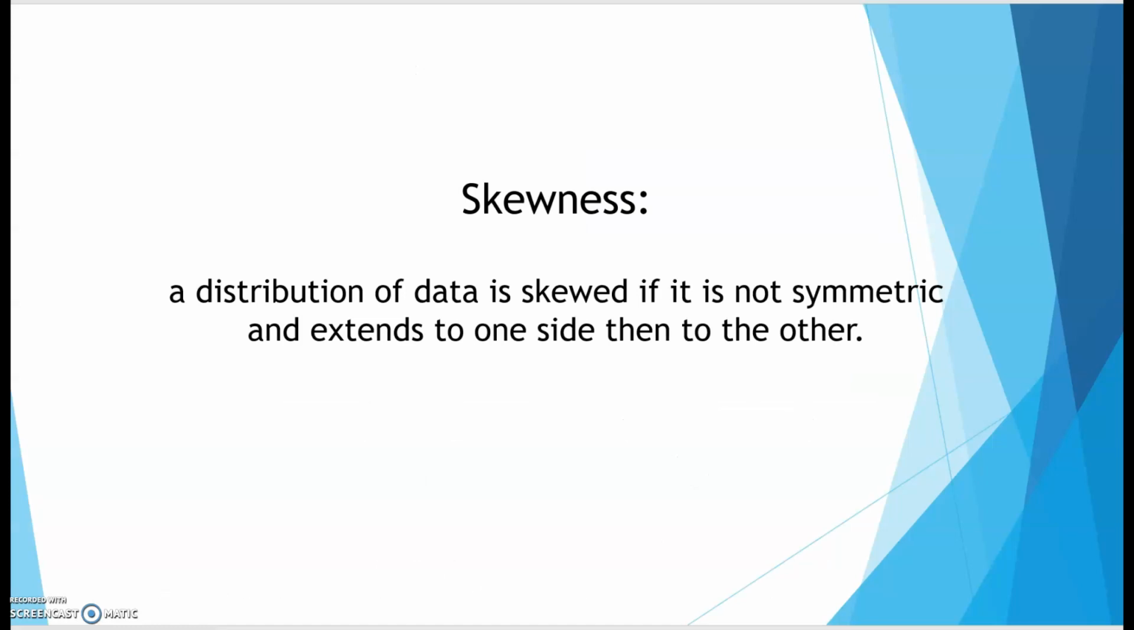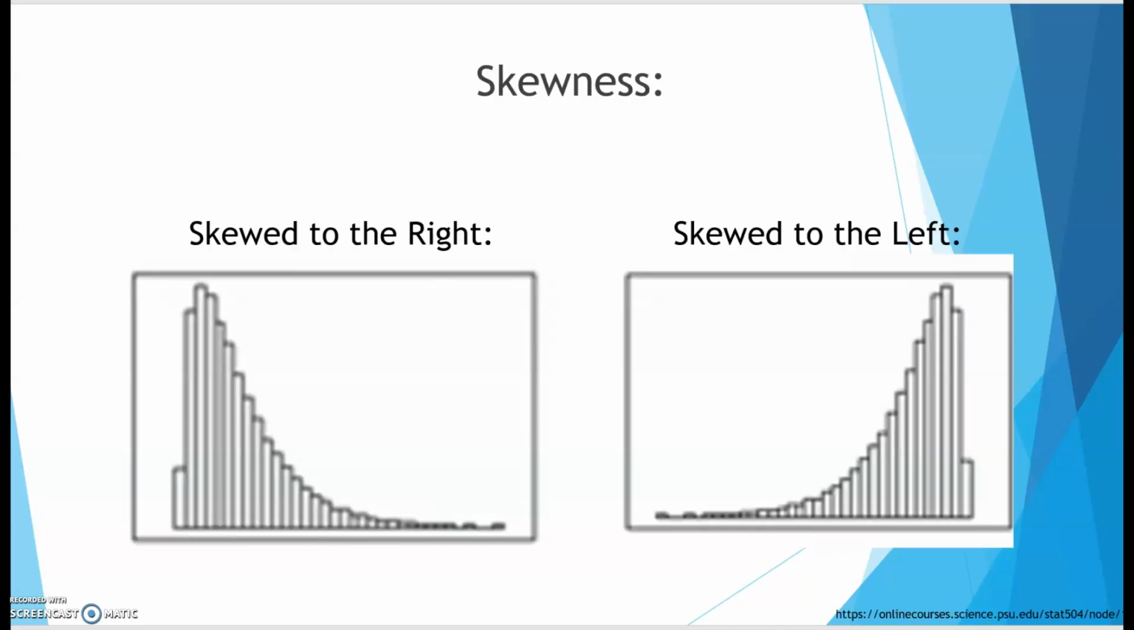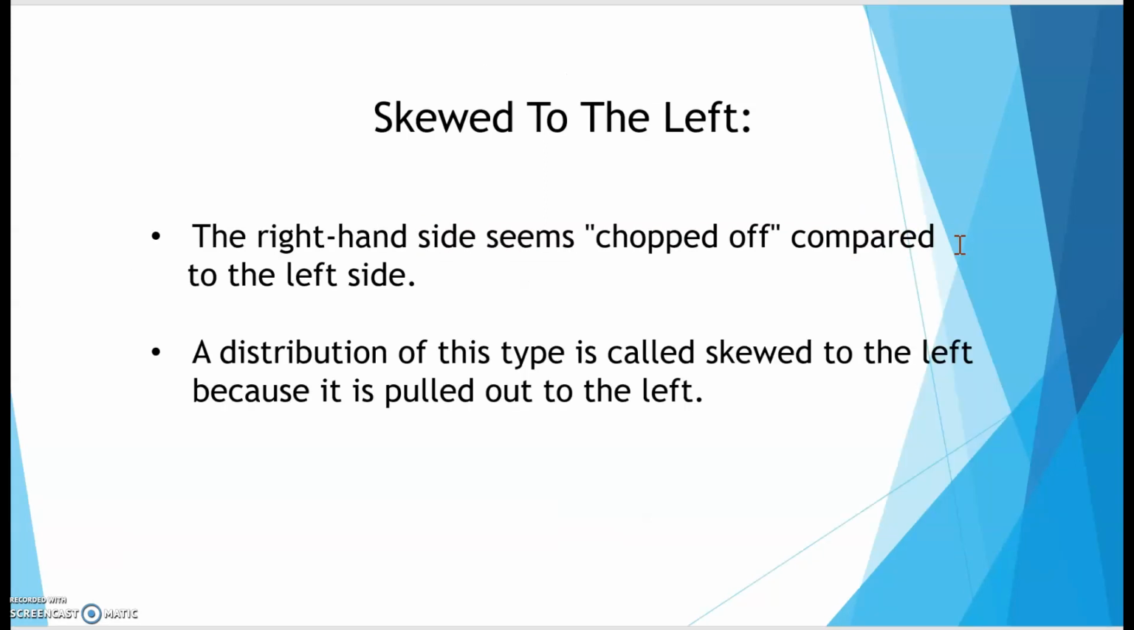Now skewness is going to be not symmetrical. It's going to extend to one side or the other like it does here. Now if all your data is to the left, and it's actually backwards, it's skewed to the right. If all your data is to the right, then it's skewed to the left. That's just the reason why they say skew to the left when all your data is to the right. We don't have to worry about that one.